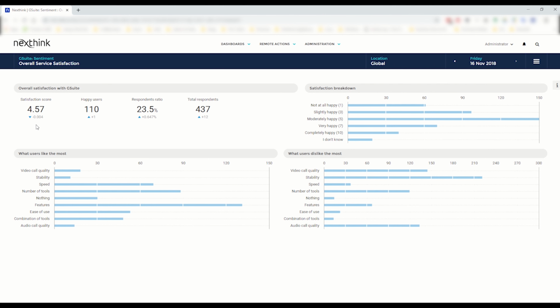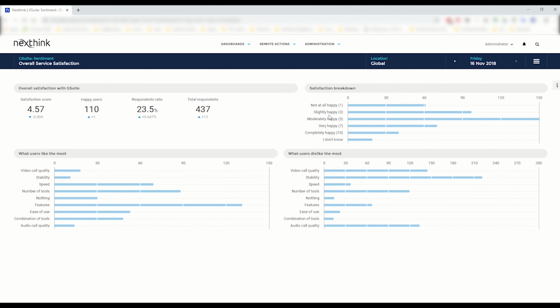So for example, we can see an overall score of satisfaction as to how happy people are, and we can break down how many users we really do have that are satisfied with the service. We get these statistics, how many people responded and what percentage that was of the total. And remember that the campaigns can be targeted at any portion of your users.